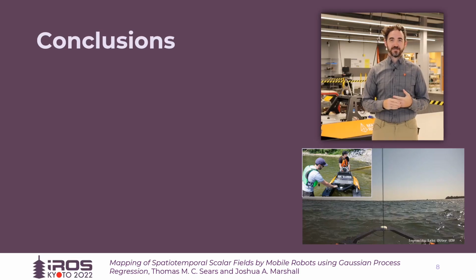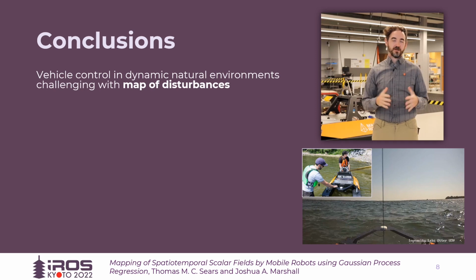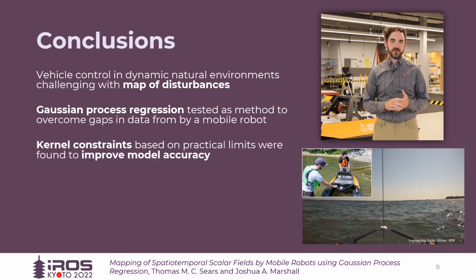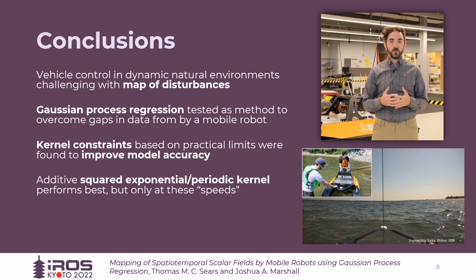To conclude, in this research, we discussed an opportunity for improved autonomous control in dynamic natural environments if a spatiotemporal disturbance map were available. To achieve this goal and overcome the sparsity of data collected by a mobile robot, we proposed using Gaussian Process Regression as our mapping technique. Both squared exponential and periodic kernels were considered, and physically derived constraints were imposed and tested and found to improve model accuracy. Ultimately, using squared exponential or additive periodic kernels gave the best performance. However, all kernel combinations lost accuracy as the spatiotemporal field period decreased.